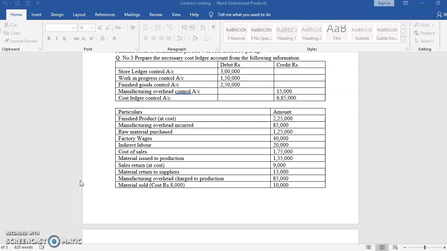Now record the second effect of these transactions. First, the effect on WIP. Yes, so work in progress account, debit side, to factory wages 40,000. In manufacturing overhead control account, again on the debit side, to wages control account. In both places you are writing to wages control account, but the difference is that one you are recording on the WIP's debit side and the second one is recorded on the manufacturing overhead account's debit side.